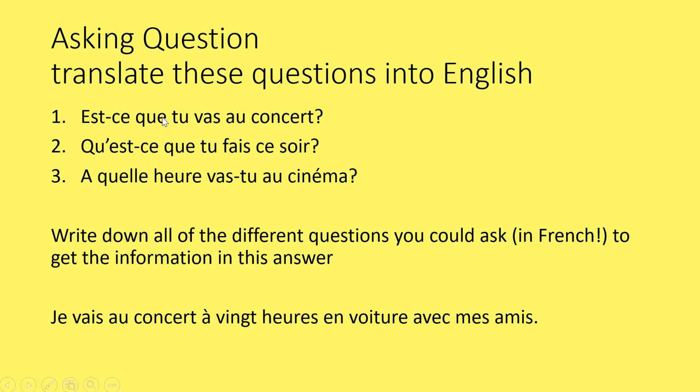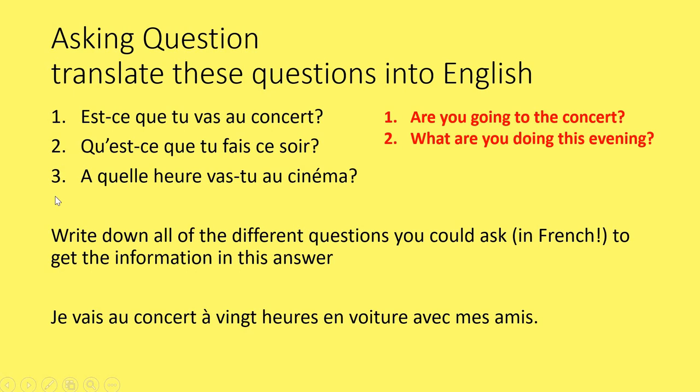Okay, let's look at those questions then. So est-ce que is the same as saying like is or do. It turns any sentence into a question. So if that wasn't there and I just said tu vas au concert, I'd be saying you go to the concert. But by adding that there, I'm saying are you going to the concert, okay? Qu'est-ce que tu fais ce soir? So what? In other words, what is it that? Because we've got that, what is it that you do this evening? In other words, what are you doing this evening?